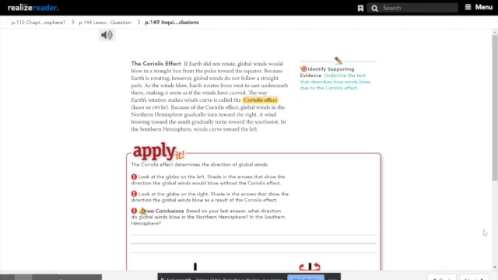All right, next let's talk about how the Earth's rotation affects wind. If Earth did not rotate, global winds would blow in a straight line from the poles towards the equator. Because Earth is rotating, however, global winds do not follow a straight path. As winds blow, Earth rotates from west to east underneath them, making it seem as if the winds have curved. The way Earth's rotation makes winds curve is called the Coriolis effect. Because of the Coriolis effect, global winds in the northern hemisphere gradually turn to the right. A wind blowing towards the south gradually turns towards the southwest. In the southern hemisphere, winds curve towards the left.